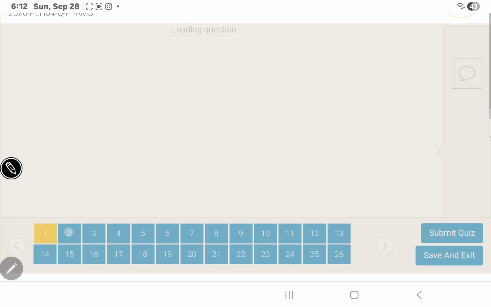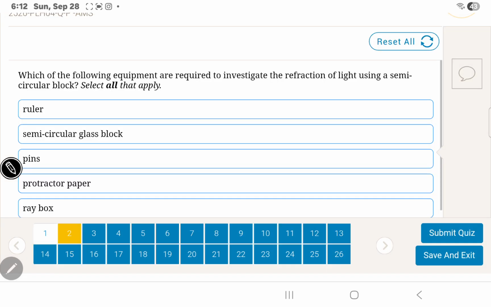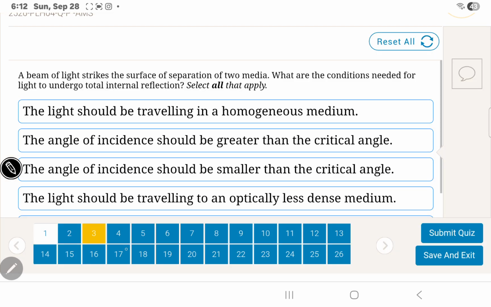Question number 2. Okay, this is easy. Let's leave it. Question number 3. Also, this is easy.